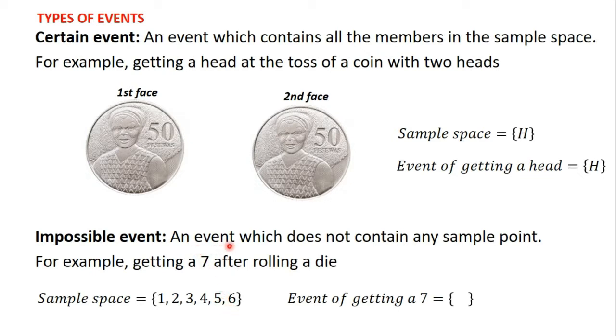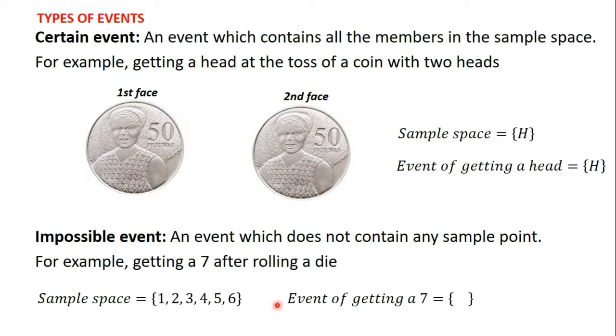So an impossible event is an event that does not contain any sample point. So you can see from here that because 7 is not part of the sample space, the event of getting a 7 does not contain any of these sample points. So it's an empty or null set. When you have such an event, it's called an impossible event. An event that does not contain any sample point. That is an event that is empty or null.